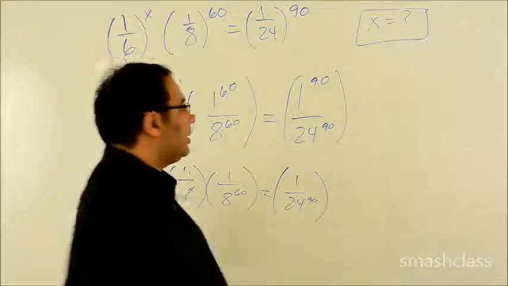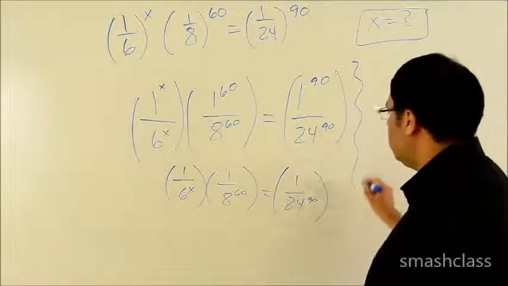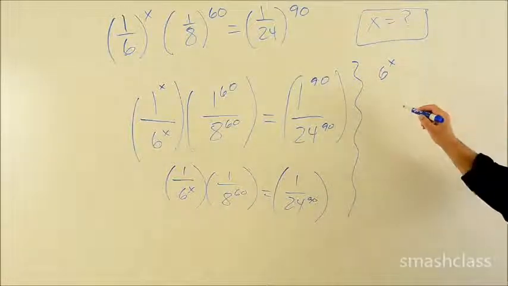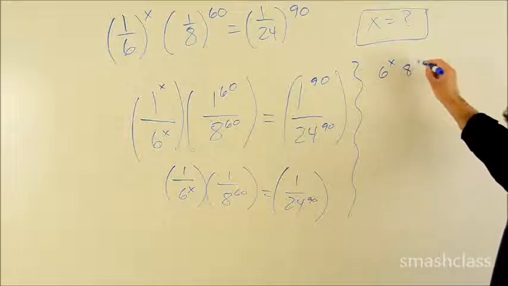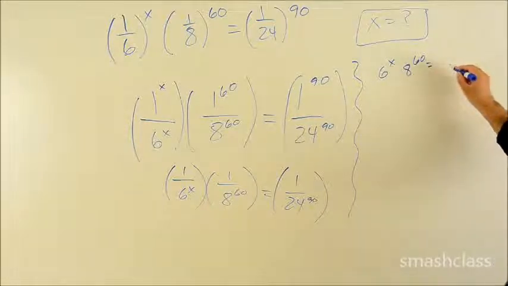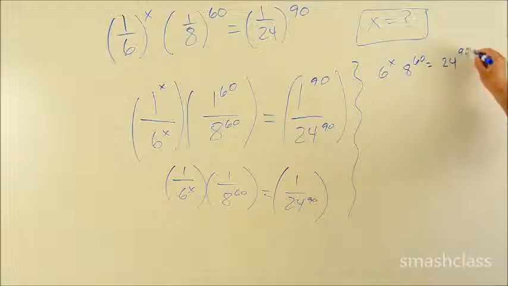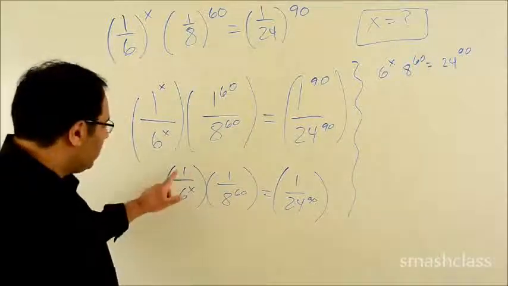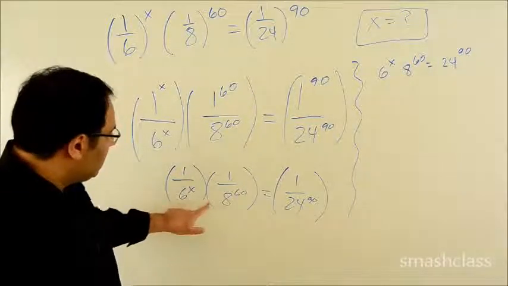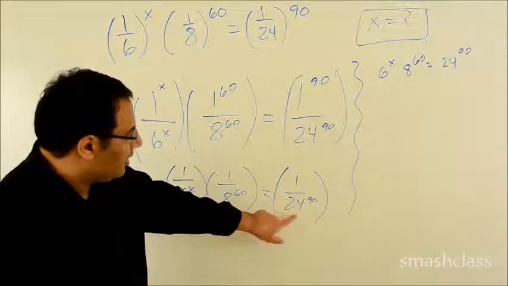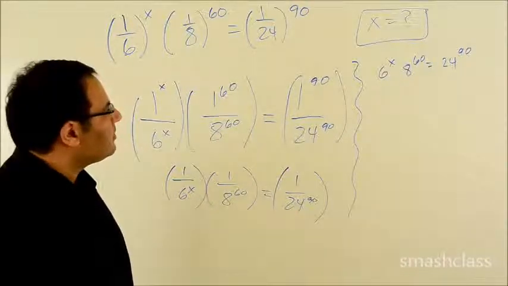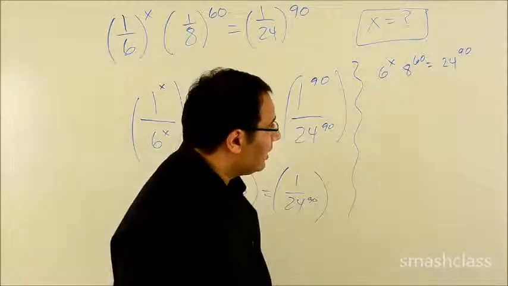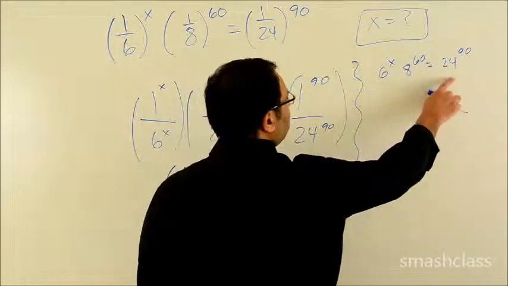So let's start with the denominators. As I mentioned, I'm going to take out the numerators here. And I'm going to say that 6 to the x times 8 to the 60th power equals 24 to the 90th power. So again, since I can multiply across, 1 times 1 equals 1. So that means this, 6 to the x times 8 to the 60th, must equal 24 to the 90th power. As I mentioned a minute ago, you want the left side to look like the right side of the equation. So I'm going to have to make this look kind of like this.